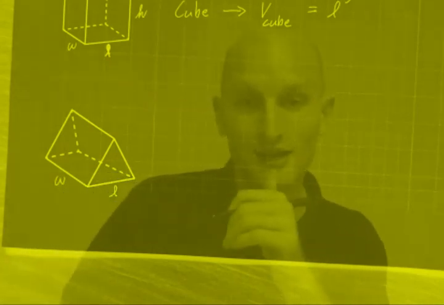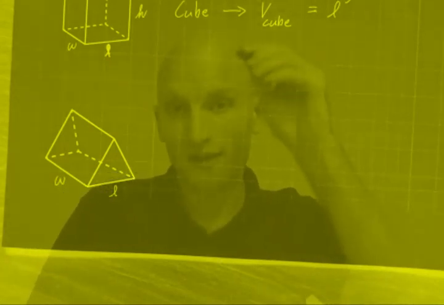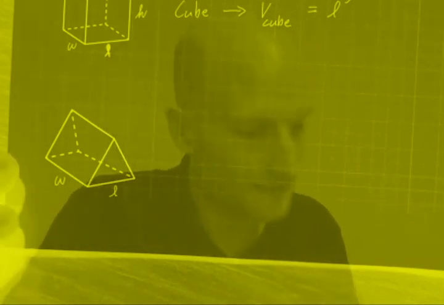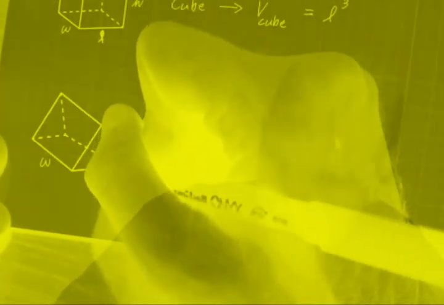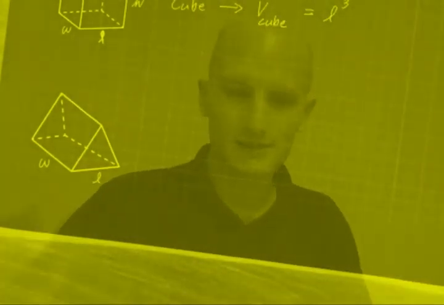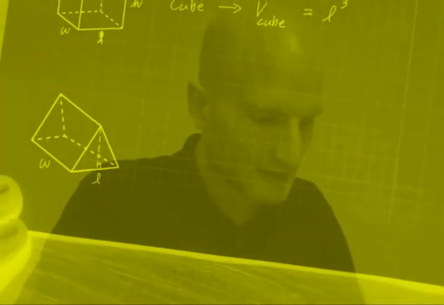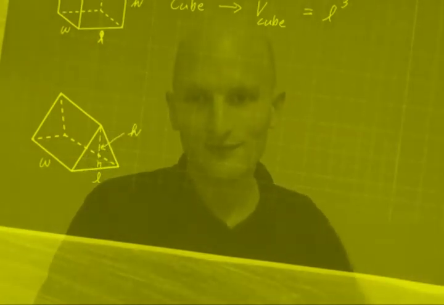The height is the height of that triangle. Okay, so that's the line that goes from the top of the triangle right there and makes a right angle with the bottom. Let me see if I can get this right. Yes, so there's a right angle right there, and so that right there is the height. Okay.